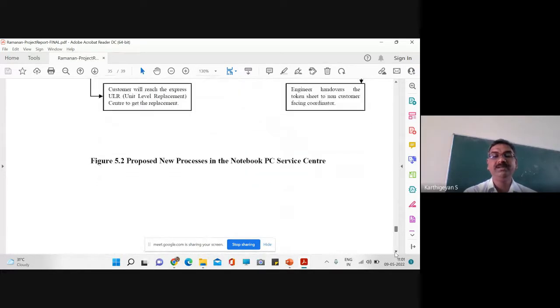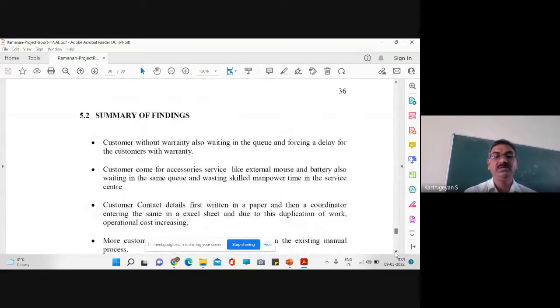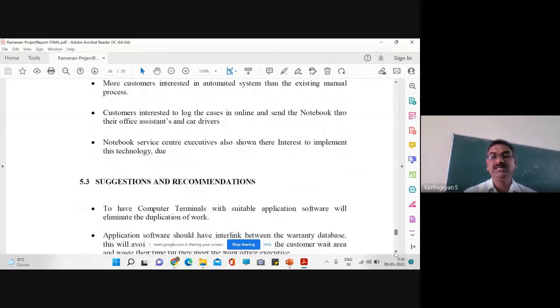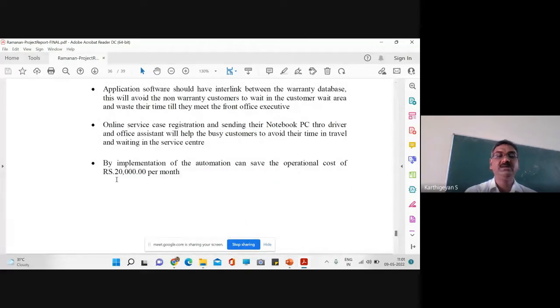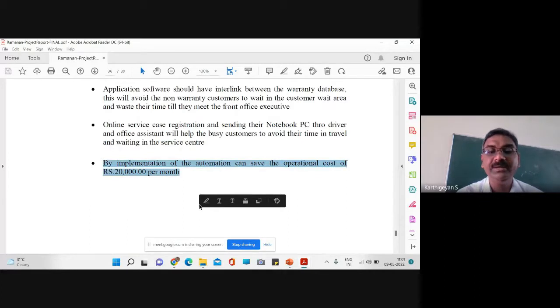So what happened after applying that queuing model? Implementation of the automation can save an operational cost of rupees 20,000 per month. For that one particular service center in Hyderabad, after the application of the multi-server queuing model, he is able to reduce 20,000 rupees per month.